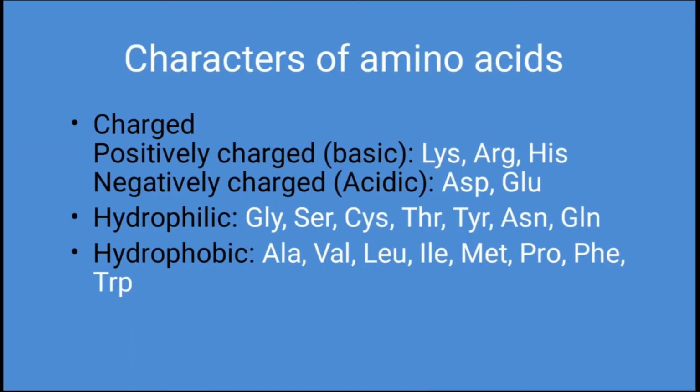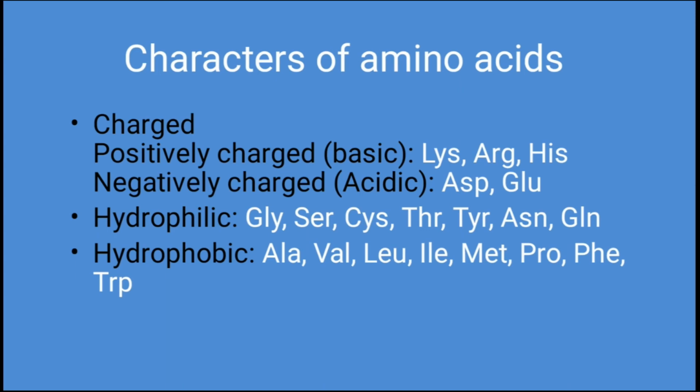We will see some of the character-based classification of amino acids based on what we discussed over the 20 amino acids. The first category is charged amino acids. Here two groups are there, one is positively charged and another one is negatively charged. The basic amino acids are lysine, arginine and histidine, since they have NH+, and the negatively charged amino acids with COO- are aspartic acid and glutamic acid.